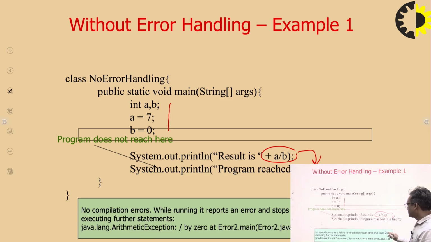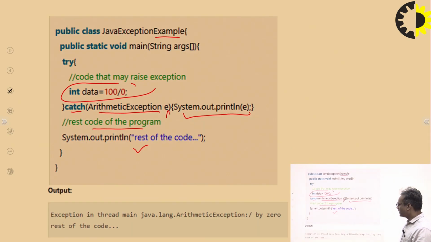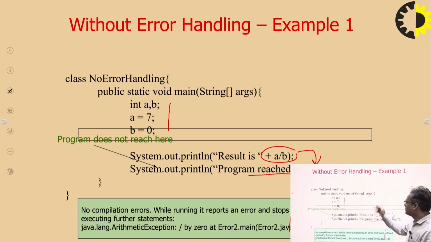That means this kind of error will occur. The line "program reached this line" will not be printed. But in the previous code we printed the rest of the code also after having the same kind of error, because it was handled. That's why the next code is executed. But here it is not handled. That's why the next code will not be executed here.